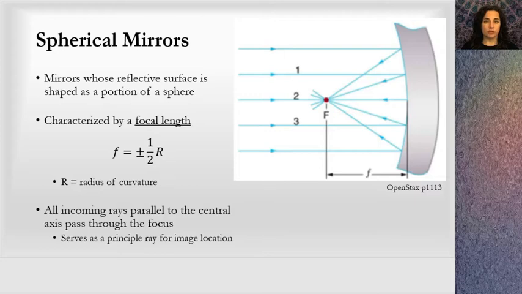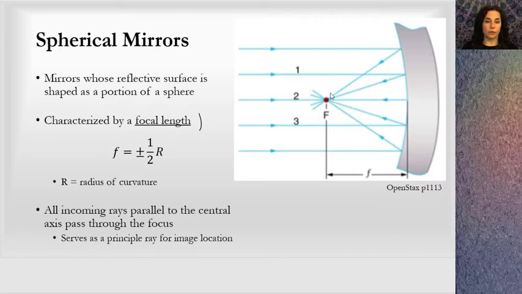Spherical mirrors are defined by the fact that they're characterized by a focal length, and the reflective surface is shaped as a portion of a sphere. Notice that the sphere doesn't have to have a very small radius, as long as it's spherical in some manner.